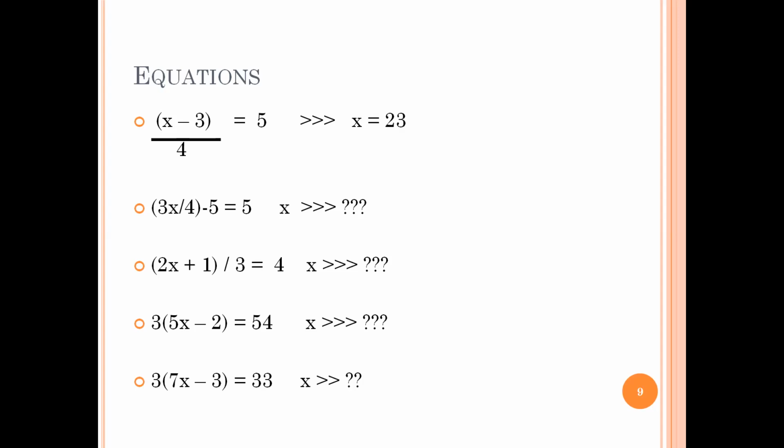Sorry, just 1 minute. Is the 2x plus 1 answer clear? 2x plus 1 divided by 3. Do it orally, ma'am. Don't use pen and pencil. Observe the number and do it. So 2x plus 1 divided by 3. So 3 moves to the right hand side, becomes what? 12. Yeah. 12 minus 1 becomes 11. 11 divided by 2. Clear?